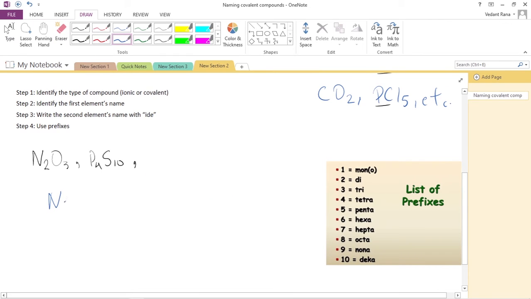N2O3. First we have to identify the type of compound. Nitrogen and oxygen are non-metals, so this is a covalent compound. Then we have to identify the first element's name. In this case, the first element is N, and N stands for nitrogen, so we write that down, nitrogen. Then we have to identify the second element's name, and add IDE. This O stands for oxygen, and adding IDE gives us oxide.